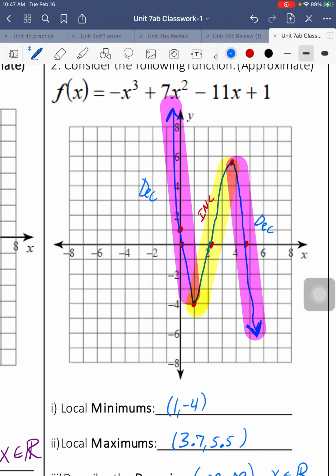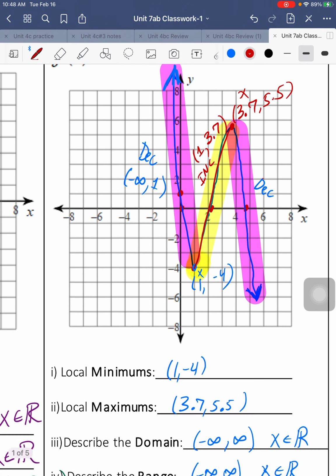So the first decreasing portion, how far left does that go? It goes to the left forever, so that'll be negative infinity. And how far right does it go? We said that was at positive 1, the local minimum at (1, negative 4). So positive 1 is what we want. The second portion, the increasing portion, is from positive 1 to the local max, which was at (3.7, 5.5). So the 3.7 is what we want, the x values. You're really naming the domain of the increasing or decreasing portion.